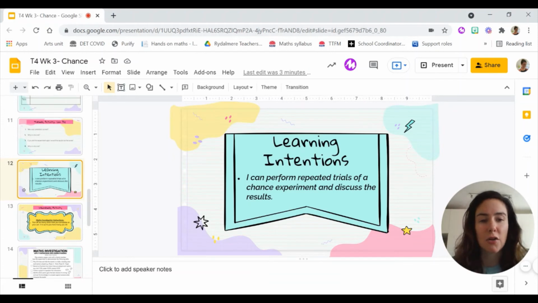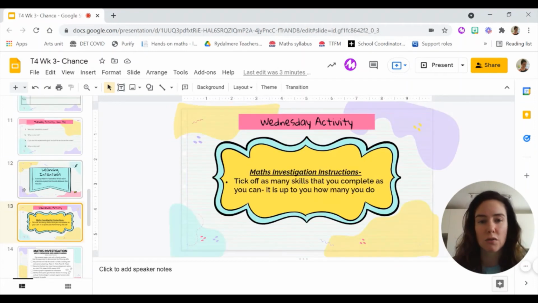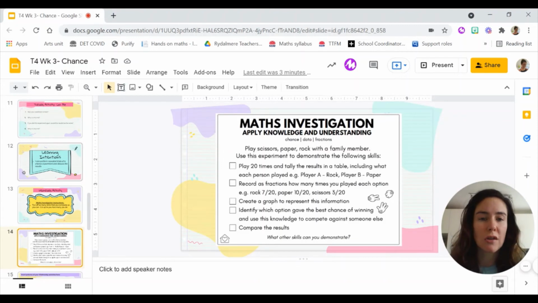All right, the next learning intention is the same as the other day. I can perform repeated trials of a chance experiment and discuss the results. So we're doing a maths investigation today. Pick up as many skills as you can. It is up to you how many you do. So the experiment is play scissors, paper, rock with a family member and use this experiment to demonstrate the following skills. So similar to the coin flip, you're going to do it 20 times and then record your results in a table, including what each person played.